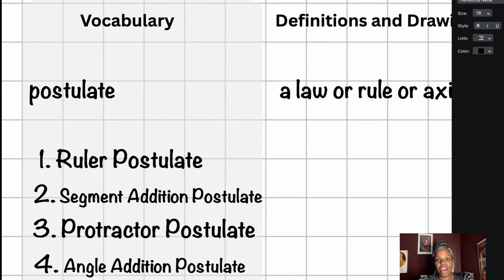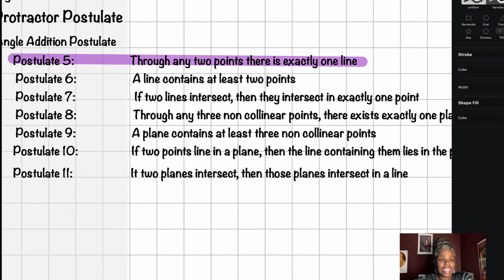But now we're going to turn our attention to several new postulates. So make sure you have some space and make sure what you're writing is very neat. We're going to call this postulate number 5. Postulate number 5 basically states that if you have 2 points, there's exactly one line that can go through those 2 points. So through any 2 points, there is exactly one line. Postulate number 6 says if you have a line, there's at least 2 points on it. We know there's infinitely many points on a line, but it makes sense. There's at least 2 points on a line.